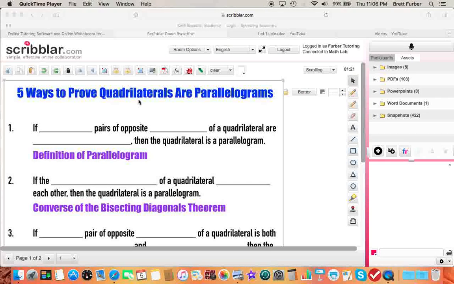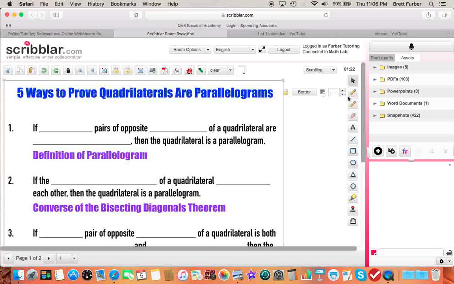5 ways to prove if quadrilaterals are parallelograms. Okay, and there's 5 of these. These are in your notes. We did not fill them in class. I sent pictures of them, but I wanted to also go over them with you on the video. Okay, so the first one is related exactly to the definition of a parallelogram. It's just reversed a little bit. Okay, so we're going to fill this in.